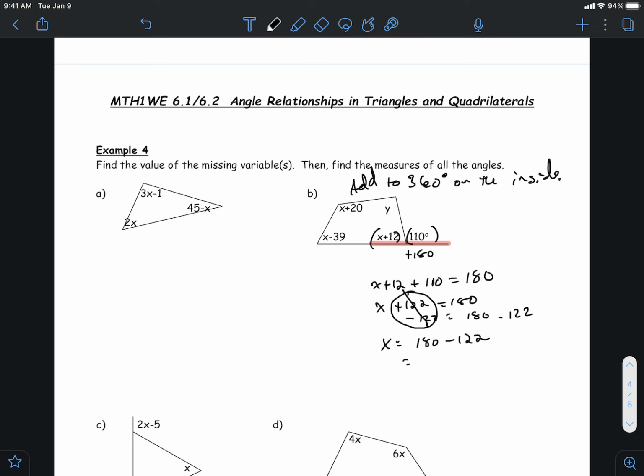Amanda? Did you say 58? Sorry. Yeah. It's 58 degrees. Okay? So that's what X... Oh, it's not... Sorry. It's not 58 degrees. That's just what X is.